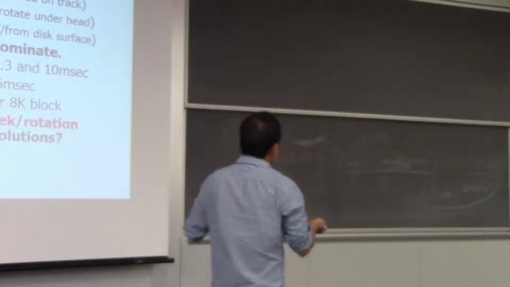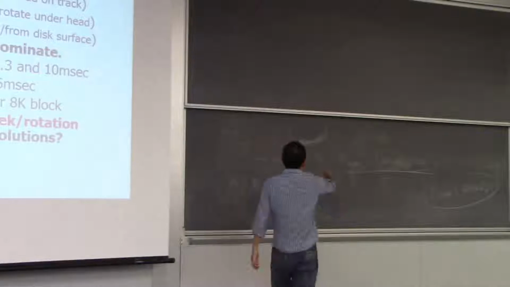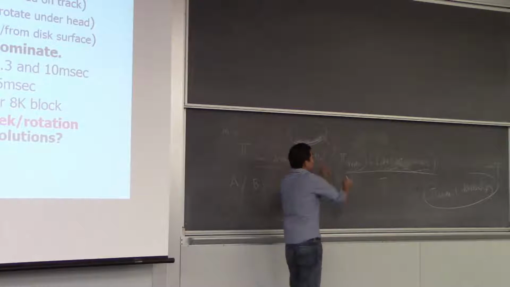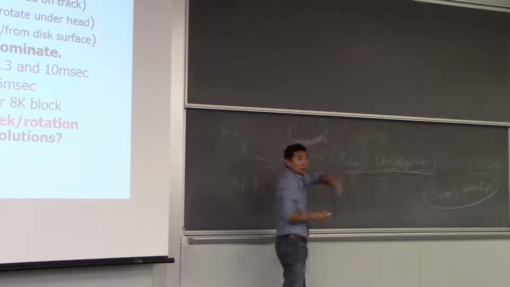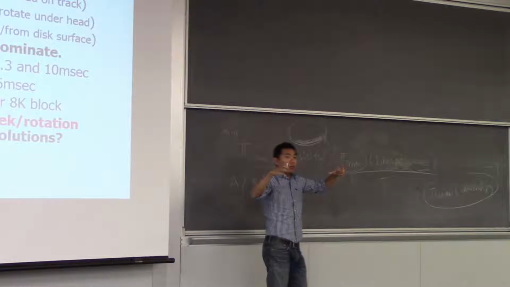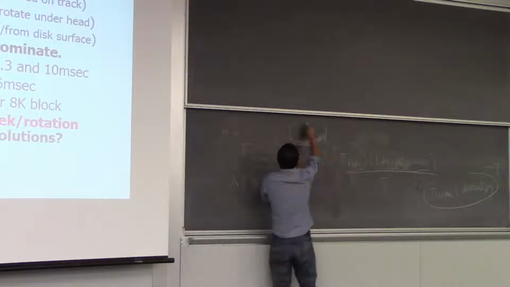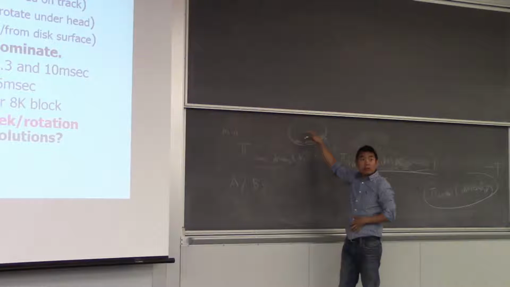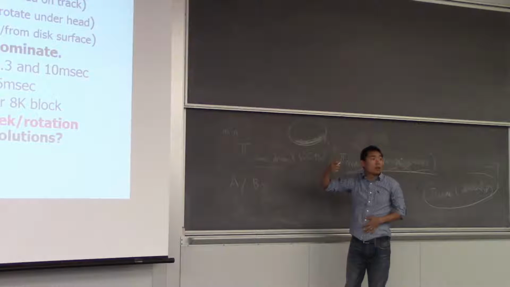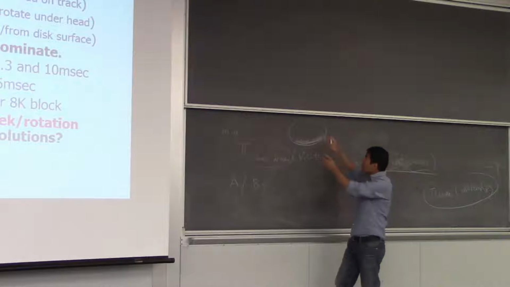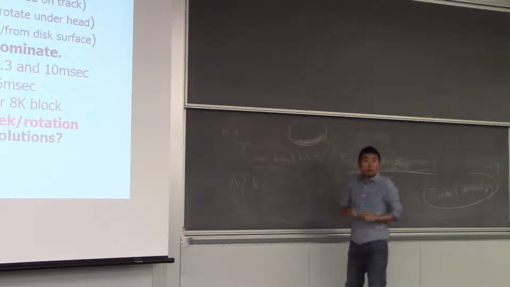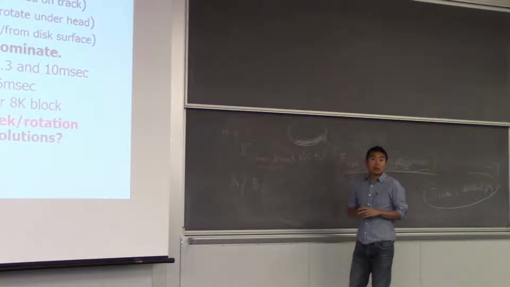So how do you calculate this part? How long does it take to rotate it? Well, you take this divided by the amount of data available in one track, and multiply that by the time to do 1 rotation. That'll give you the proportion of time that you need to rotate this much data over your head.